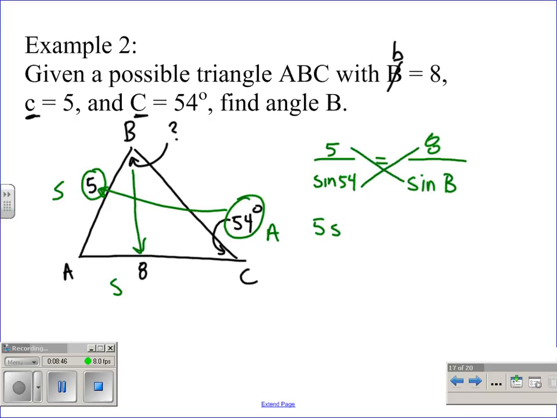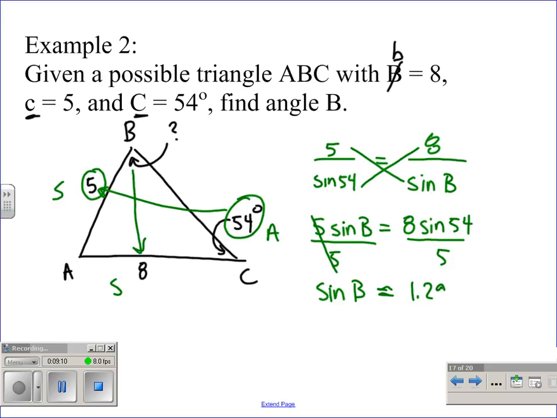So we get 5 times the sine of B is equal to 8 times the sine of 54. We're solving for B, so the next thing I'm going to do is divide both sides by 5. And I end up with the sine of B is equal to, and I can simplify this. When I simplify this, I get approximately 1.29.